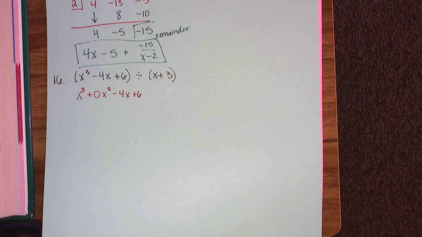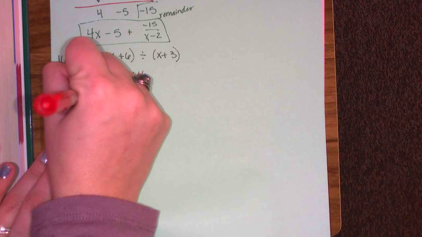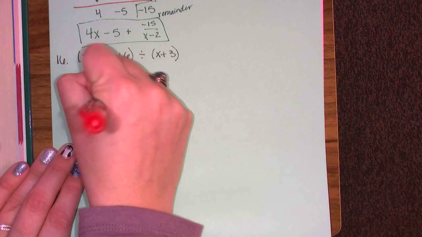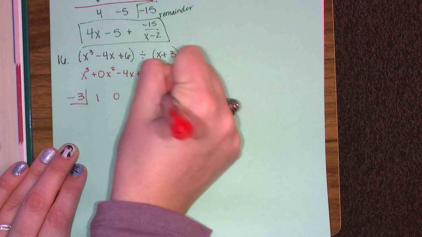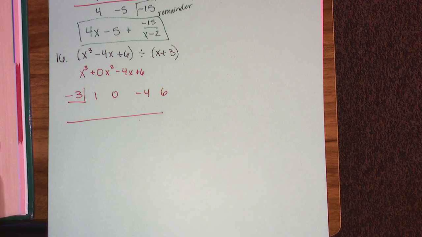So how do I set it up? Negative 3, because we're doing the opposite sign from this. Bringing the 1 down.